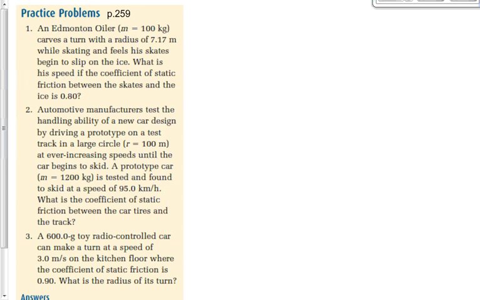We want to know what his speed is if the coefficient of friction between the skates and the ice is 0.80. In other words, we want to know what coefficient of friction is required to keep him from going out of that circle. So what are we going to do? Well, we've got three options here, right? We've got Fc equals mv squared over r. We've got Ff equals mu times the normal force. And we've got Fc equals Ff.